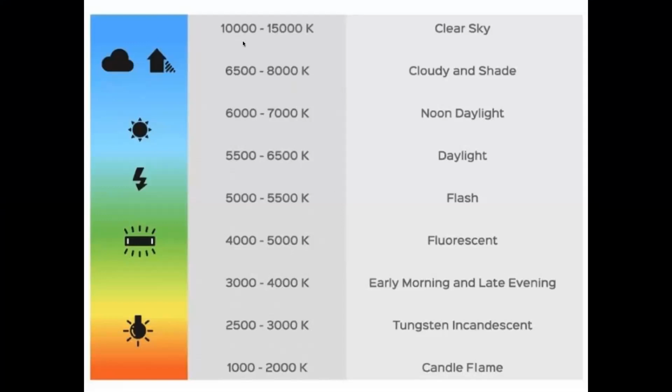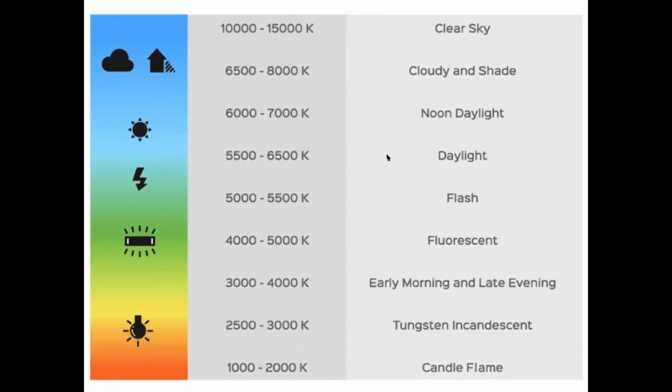This one here is from 10,000 to 15,000 degrees Kelvin. So that's a very blue color of light, and they call it clear sky. Okay, it actually could be like that. And then it has 6,500 to 8,000 for cloudy and shade. Cloudy is more 6,000, shade is 8 to 10,000. So it's close. Noon daylight, 6,000 to 7,000 Kelvin. That is so out of whack. It's not even funny. Then you have daylight, which is 55 to 65.